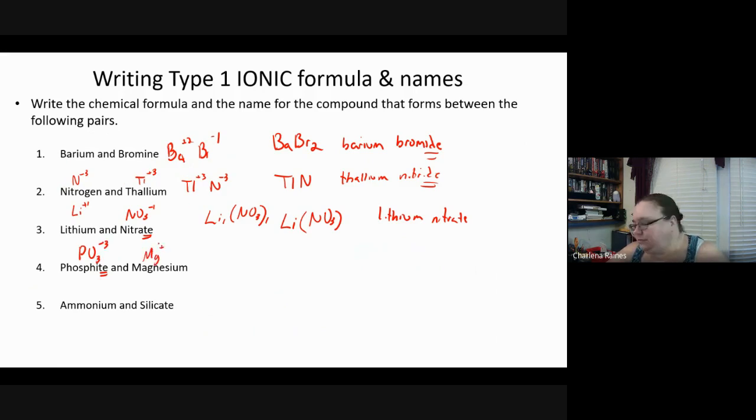Magnesium is a +2. So my magnesium is my metal. It must go first. My polyatomic goes next. And these charges can't reduce. They don't cancel. So we swap and drop. So the 3 from the polyatomic ends up beside the magnesium, and the 2 from the magnesium ends up outside that polyatomic. This thing's name is magnesium phosphate.